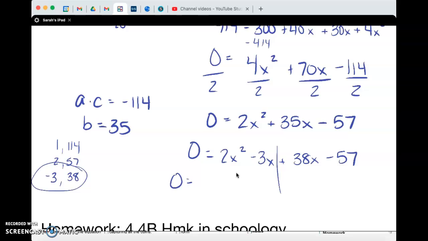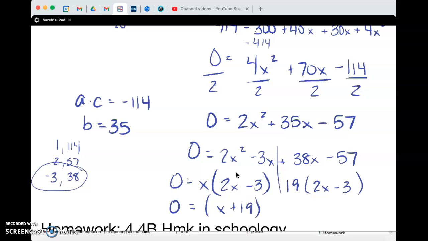But we can take an x out, correct? And then what's left over? 2x minus 3. Now what can I take out of 38 and 57? Technically, something to make it equal 2x minus 3. So what's 38 divided by 2? Figure out the number in front of it. 19. Okay, so in factored form, this looks like x plus 19, and then 2x minus 3.